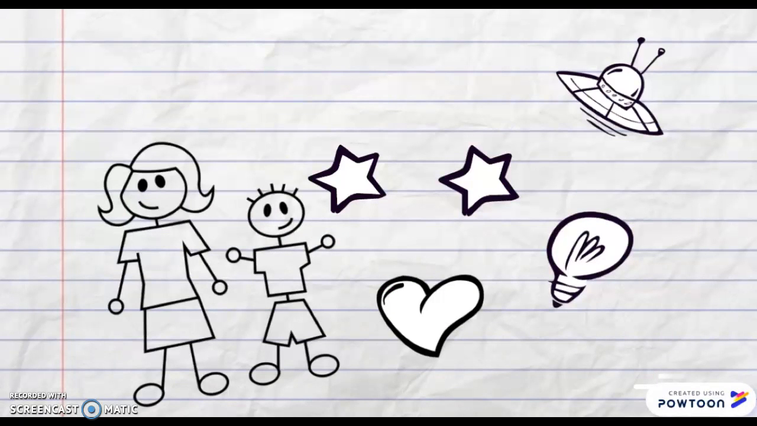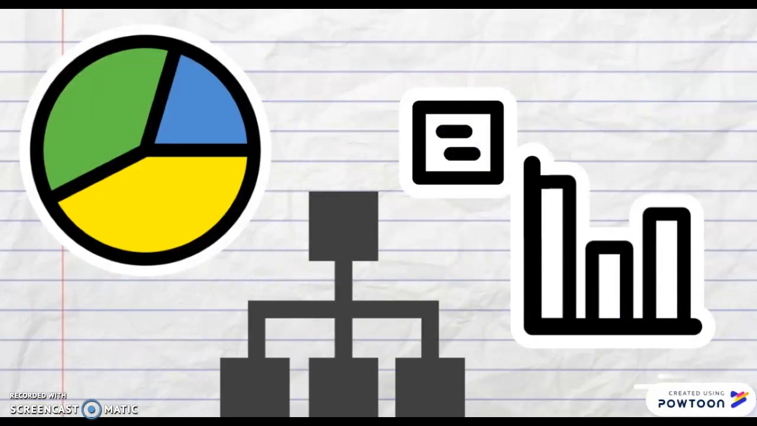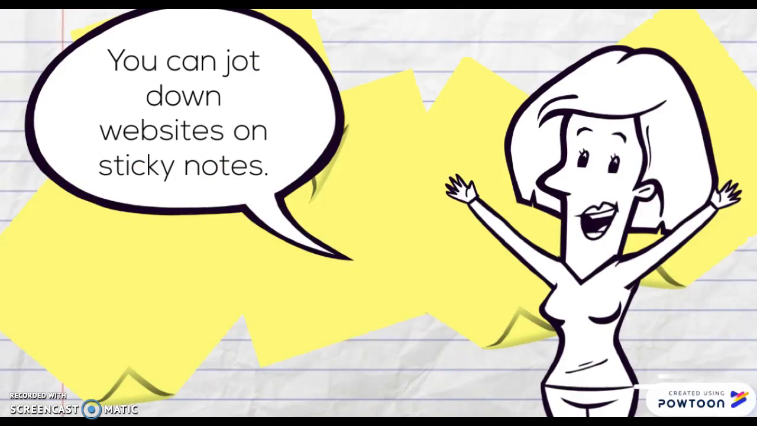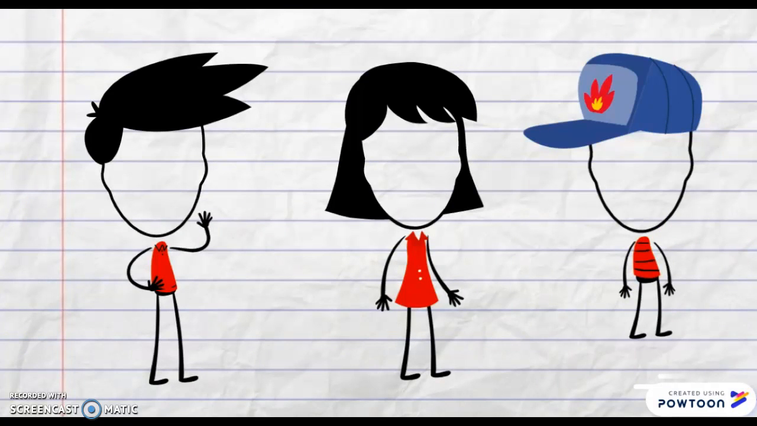Sometimes your journal entry may look like doodles as you're sorting out your ideas. It may be a chart or a mind map or a combination of all of them. It can be sticky notes with websites on them, so you can find those websites later. Your journal will be unique to you because we all think and learn differently.